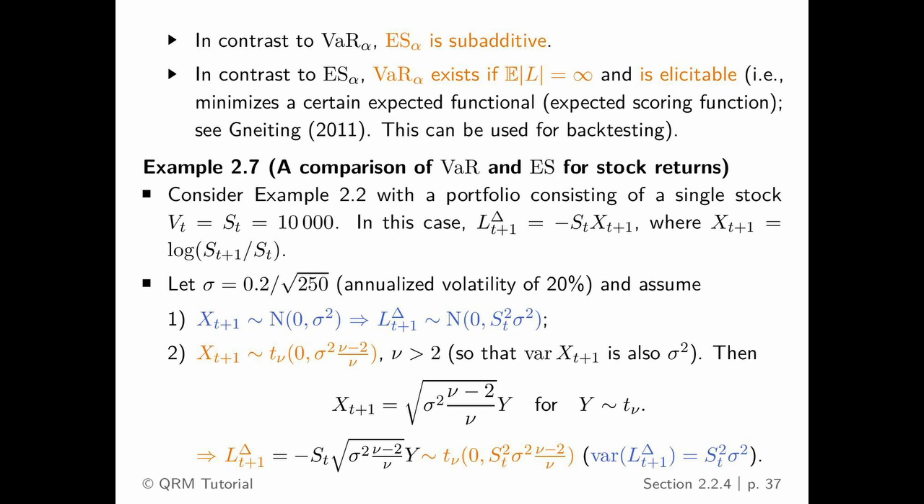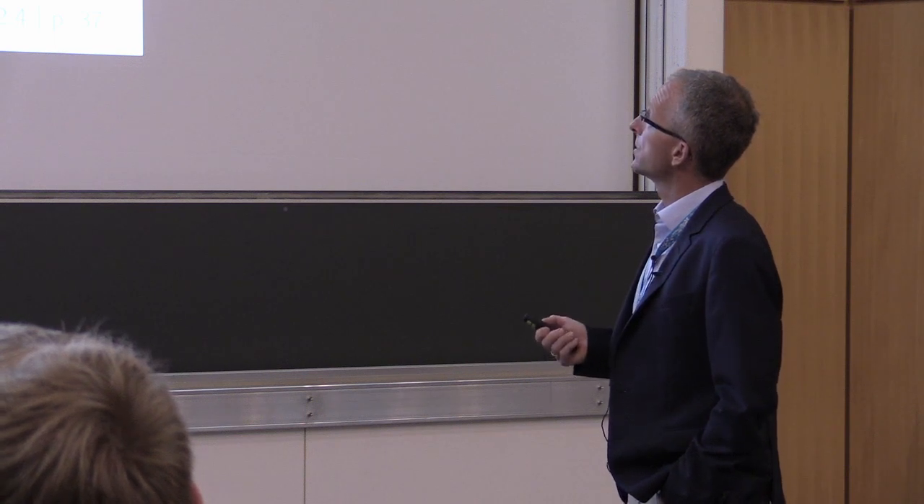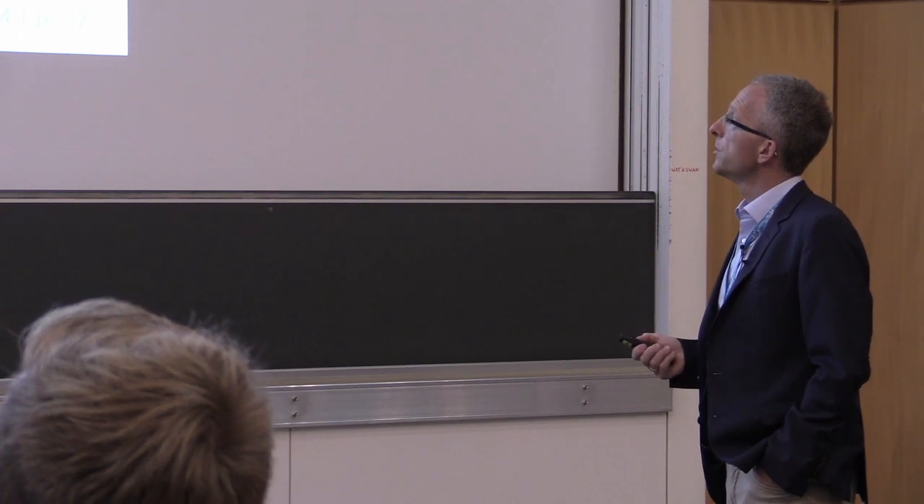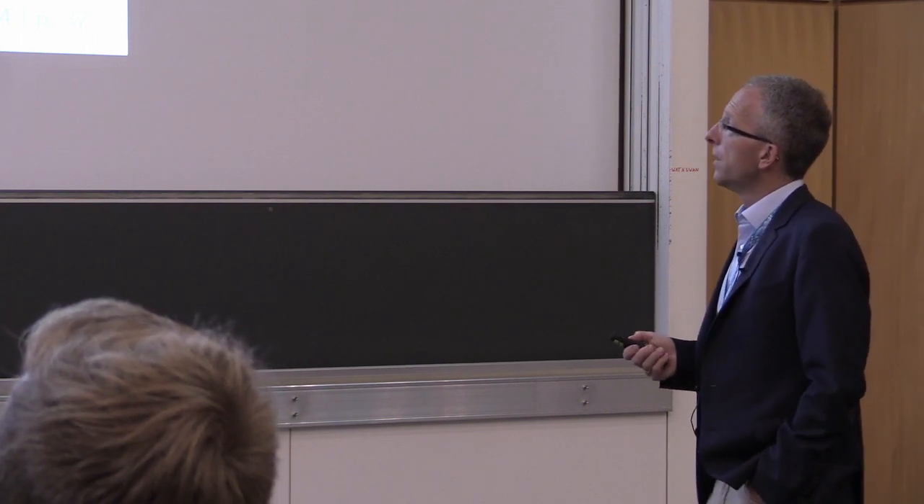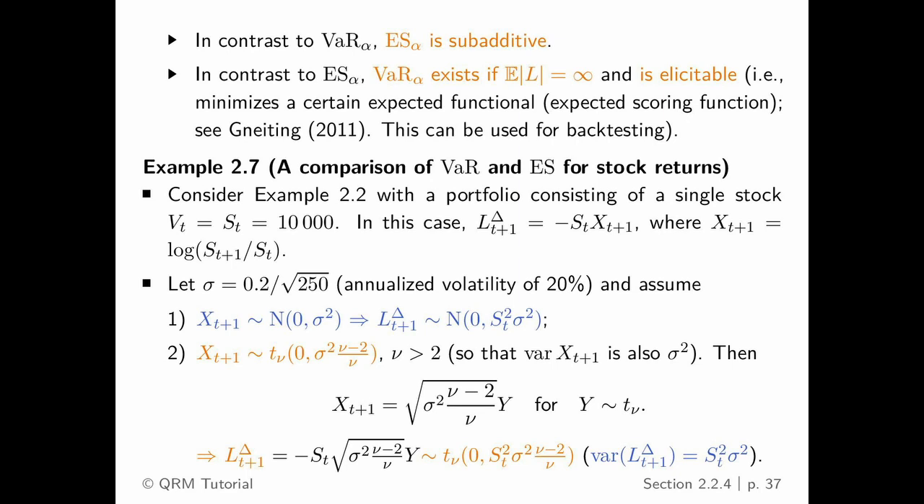The next point is just a few numbers. So we consider this example of our stock portfolio, and now we have only one single stock. The value of the portfolio is 10,000. If you want, you can think you have one share in there, but it can also be more than one share. The linearized loss is minus S_t times X_{t+1}, where X_{t+1} is just the log return. And we assume that the log return is either normal or t-distributed. The annualized volatility is 20%, so the volatility from one day to the next, assuming 250 trading days, is given by this sigma number here.